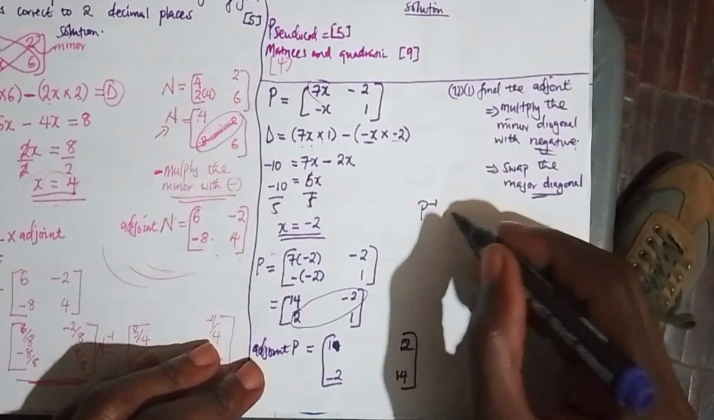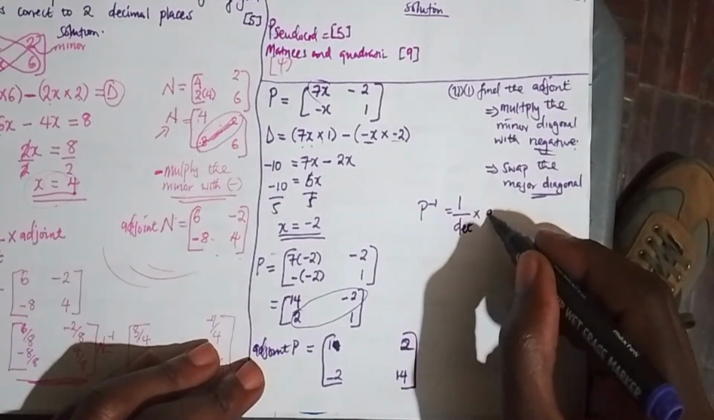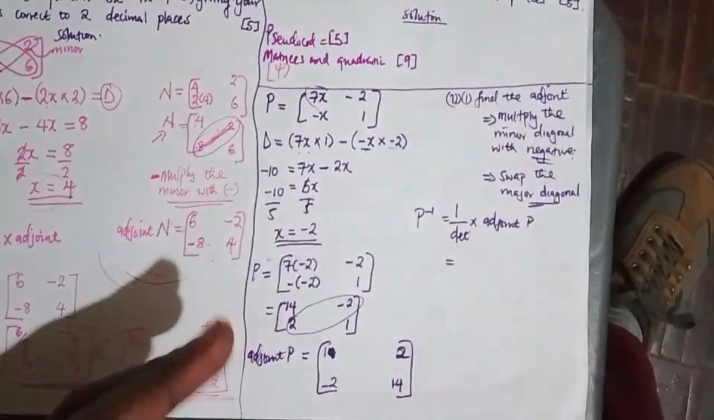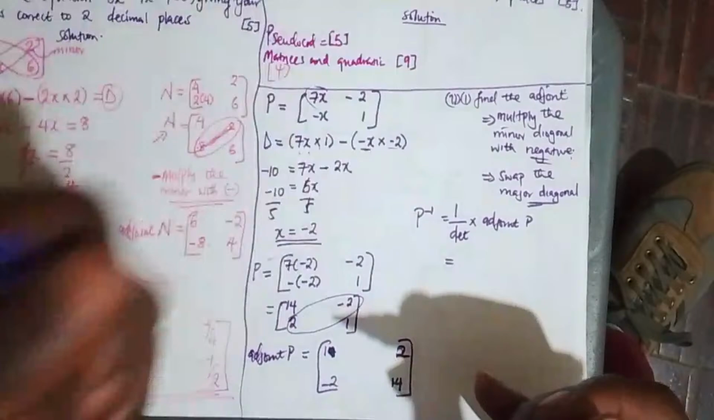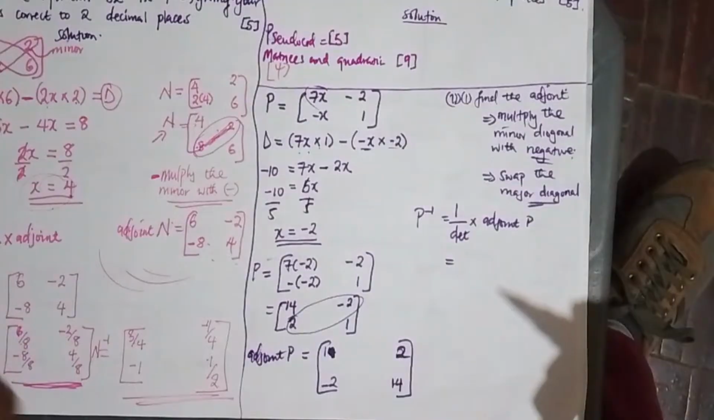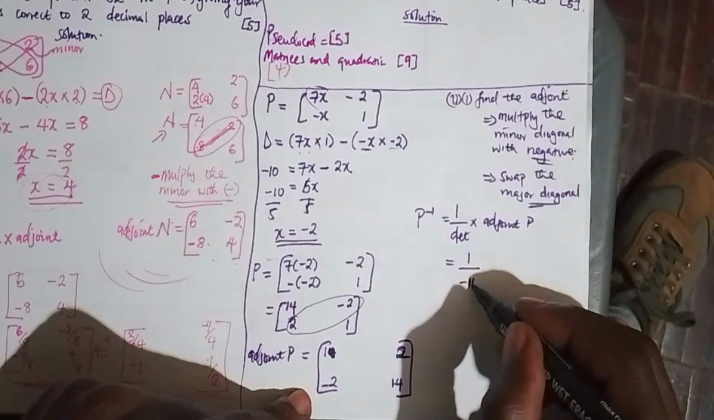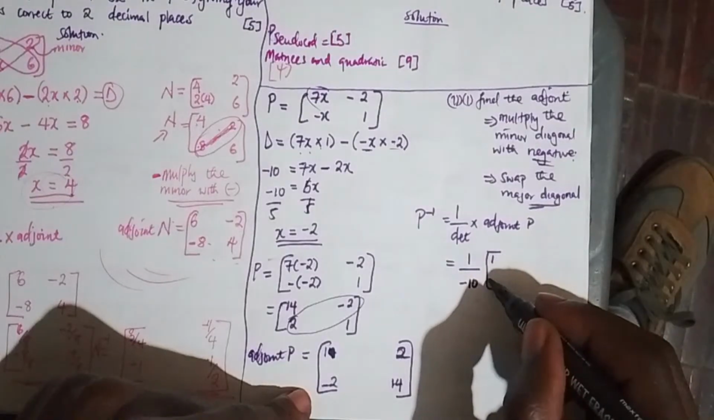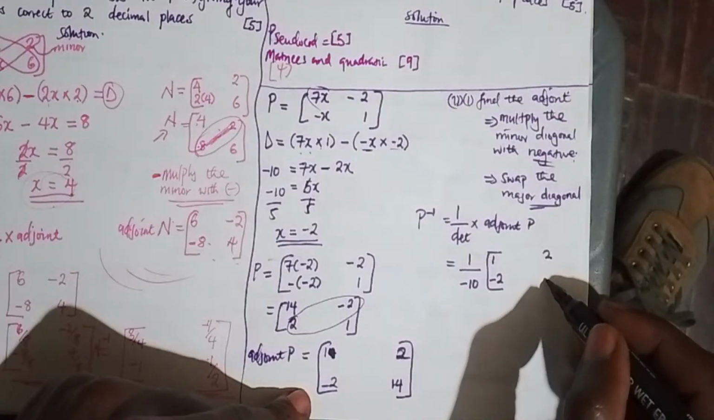So you say P inverse is equal to 1 over the determinant times adjoint P. What is the adjoint? This is the adjoint. What is the determinant? The determinant is negative 10. So now let's solve. We are going to say 1 over negative 10 multiplied by the adjoint, which is 1, negative 2, 2, 14.